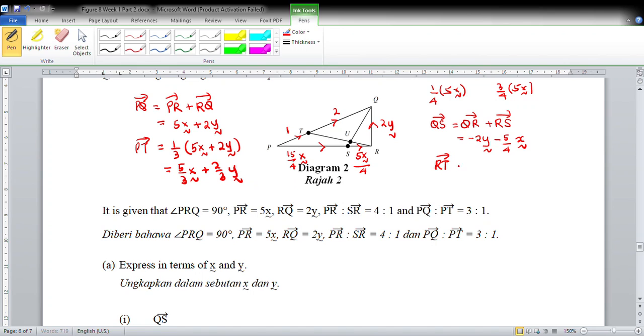So your RT, we come back to RT. RT is RP plus PT. RP is negative PR, so it's negative 5x, plus PT. Write out your PT that we have already found.